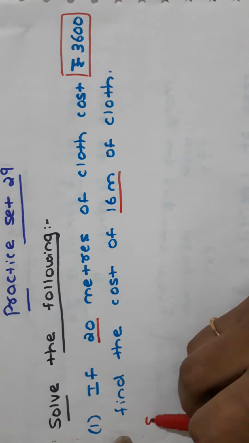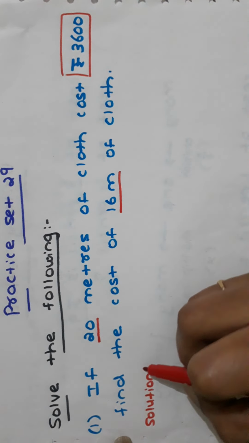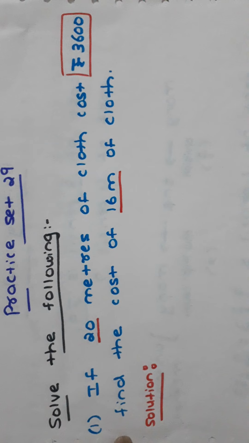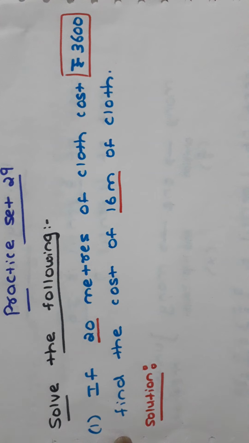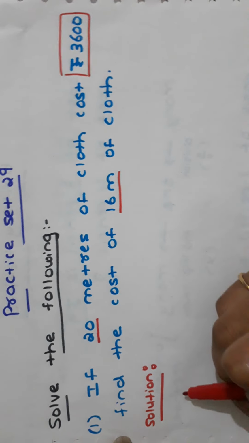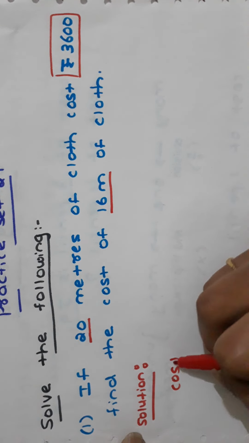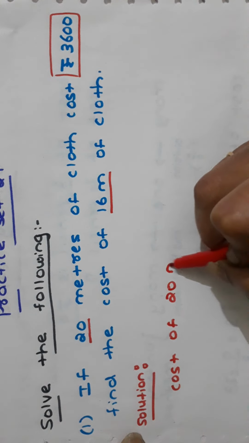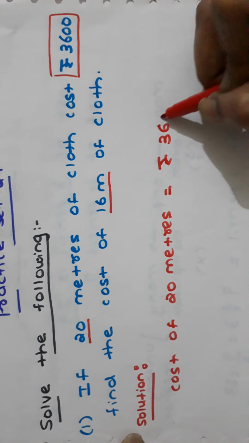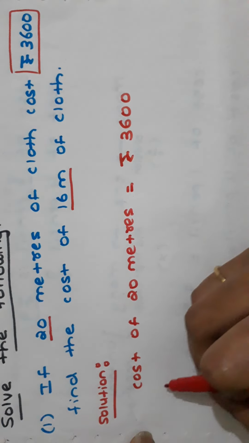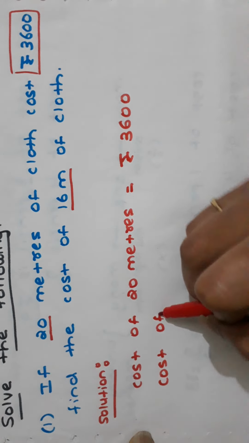So what do we do? We will find the cost of 1 meter of cloth, and from the cost of 1 meter of cloth, we will find the cost of 16 meters of cloth. So first we will use the operation of division, and then the operation of multiplication. First we will write what is given. Cost of 20 meters is equal to rupees 3600. And now we will find the cost of 1 meter.